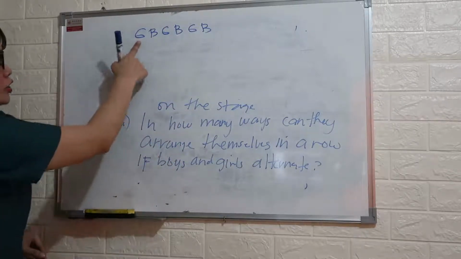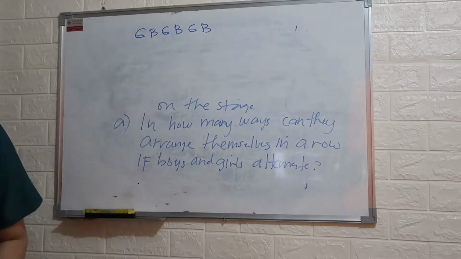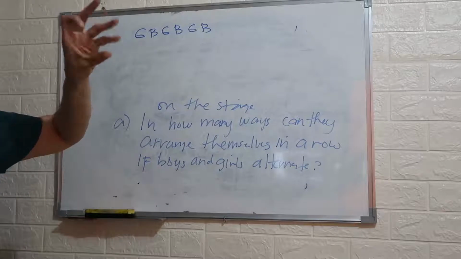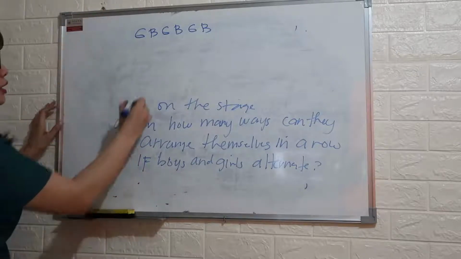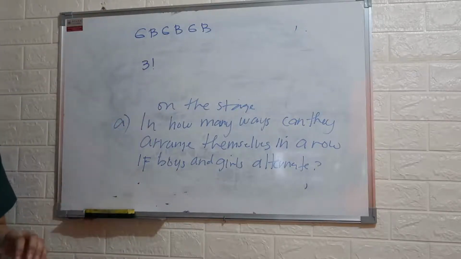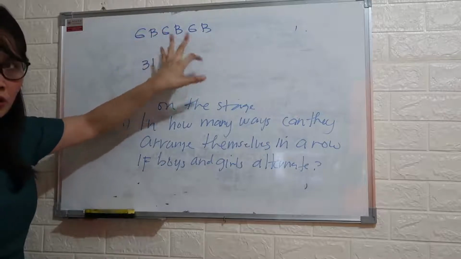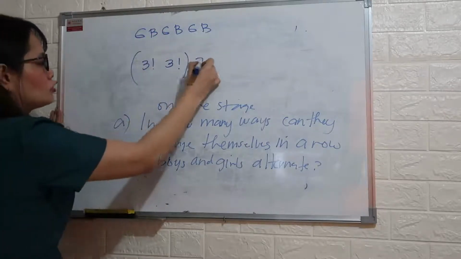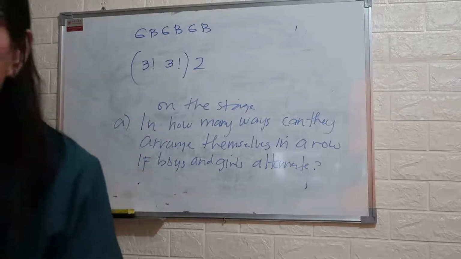Okay, so for the girls, you can arrange them in how many ways? The girls, you can switch them how many times? That would be 3 factorial for the girls. And then you can also switch the 3 boys, so you have 3 factorial. Multiply it by 2. Why is it 2? Why do we need to multiply it by 2?